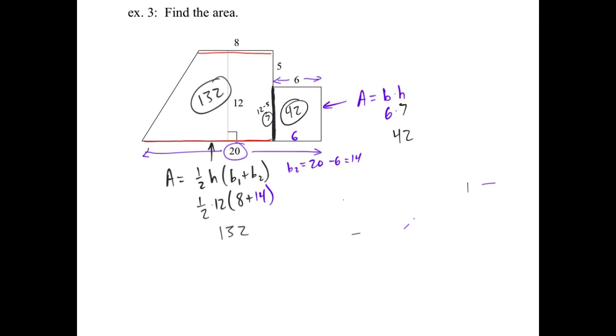So the final answer, we add those two together. So 132 plus 42, 174.